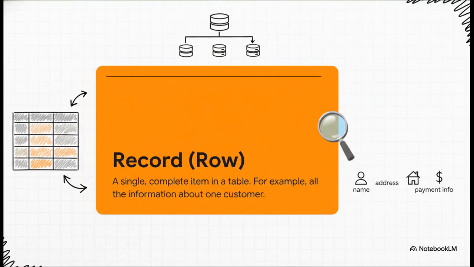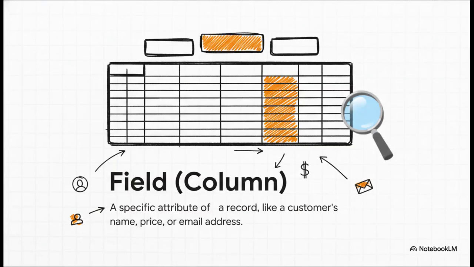All right, so inside that table, we have what are called records. You'll also hear them called rows. A record is just one single complete entry. So going back to our customer table, one row is everything we know about one specific person. And what makes up a record? Well, that's where fields come in, or as you might call them, columns. A field is just one tiny piece of information within that record. Think first name, last name, email address. Each one is a field, a specific detail about that one record.